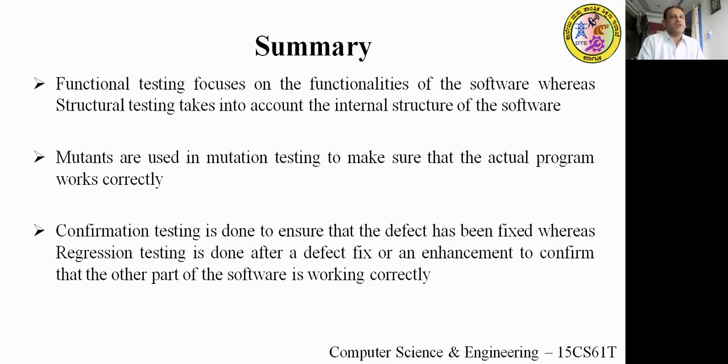Then you have seen different types of testing. What is the first one we discussed? After functional and structural, what did we discuss? Mutation testing. Mutants are used in mutation testing to make sure that the actual program works correctly. Then confirmation testing is done to ensure that the defect has been fixed, whereas regression testing is done after a defect fix or an enhancement to confirm that the other parts of the software are working correctly.